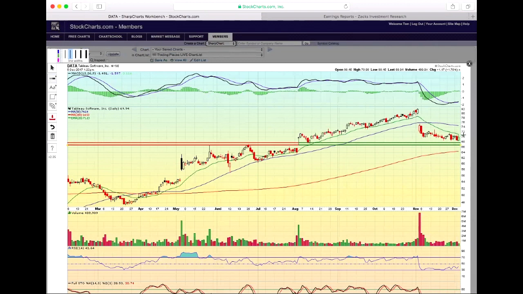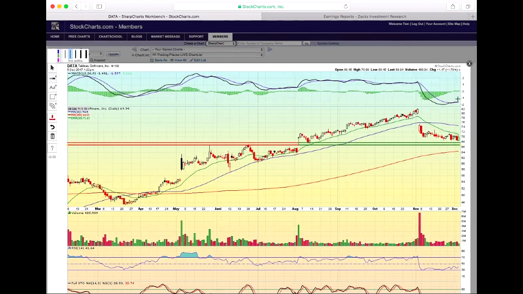We can't get back up above the 20-day moving average, which is bad, but we could be putting in a cup, which is good. So I'm going to say that I wouldn't touch this thing. It has to show me something more technically before I would be interested.